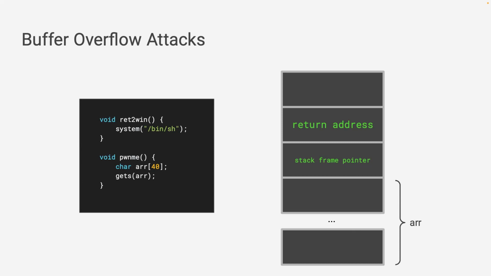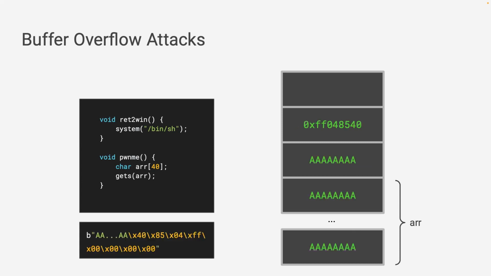It will be something like this. We input more than 40 bytes, we overwrite the stack frame pointer, and then we can put any address we want, any value we want, in the return address. And this will make it so that when this function returns, it will jump to the address specified by us. So this is an overview of a buffer overflow attack.